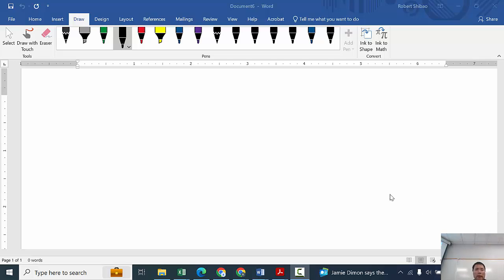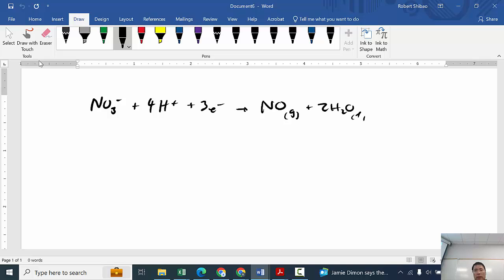And so we have the most likely oxidizer. Let's put that up here. What's this one here? What's this called? Nitrate. Plus 4 H pluses. The 4 H pluses are going to take 2 of the oxygens off that, plus 3 electrons. This is going to go to nitrogen monoxide or nitric oxide gas, plus 2 H2O liquids here.